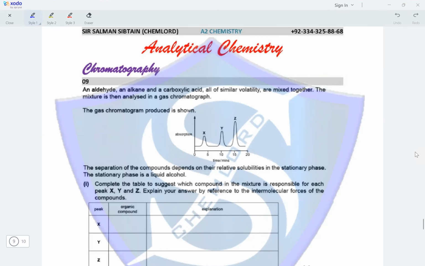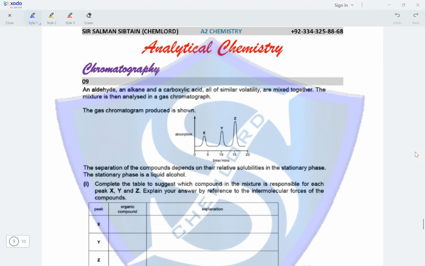Question 9. An aldehyde, an alkane, and a carboxylic acid, all of similar volatility, are mixed together. The mixture is then analyzed in a gas chromatograph. The chromatogram produced is shown. So X comes out first and Z comes out last.